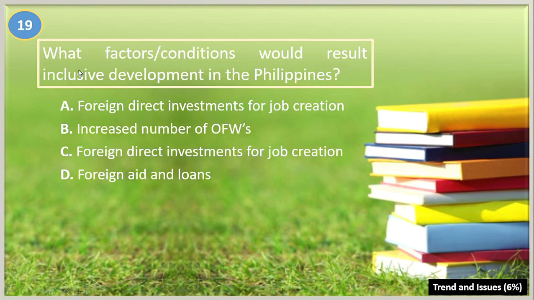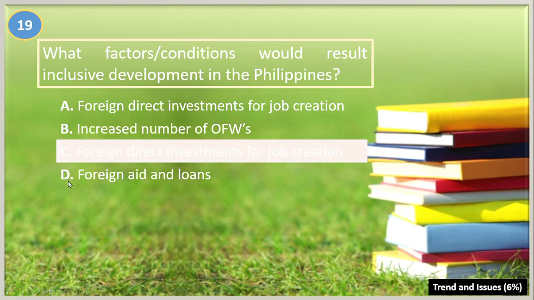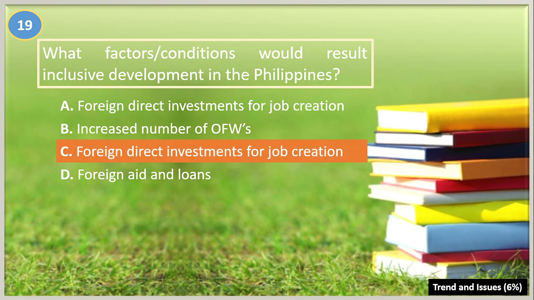19. What factors or conditions would result in inclusive development in the Philippines? A. Foreign direct investment for job creation. B. Increased number of OFWs. C. Foreign direct investment for job creation. And D. Foreign aid and loans. The answer is letter C, foreign direct investment for job creation.